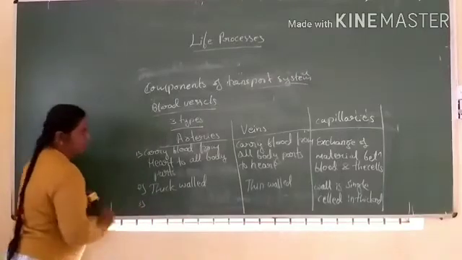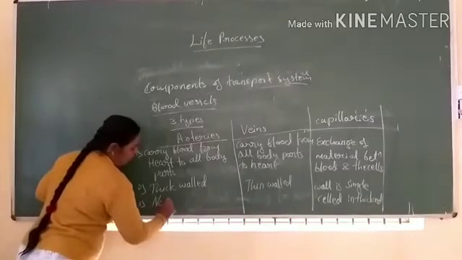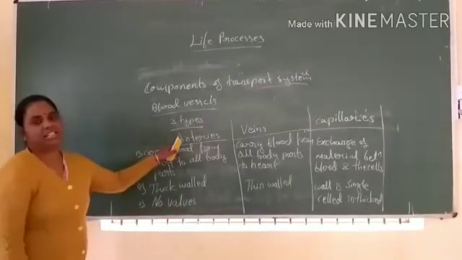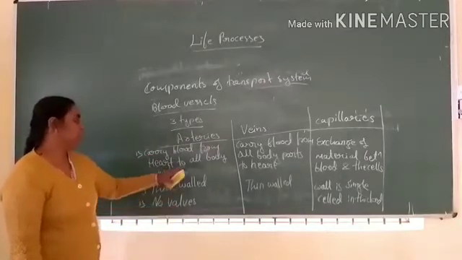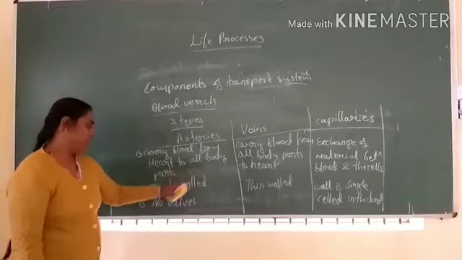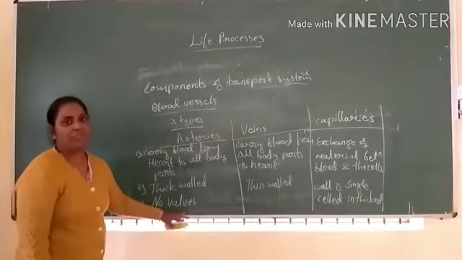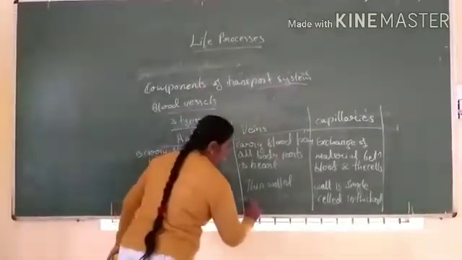And the third difference: in the arteries, there are no valves. No valves in the arteries, because the blood is pumped with a greater pressure by the heart itself. So there is no requirement of valves to prevent the backflow of the blood. Whereas veins have valves.